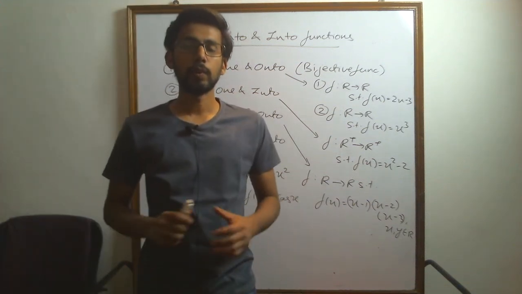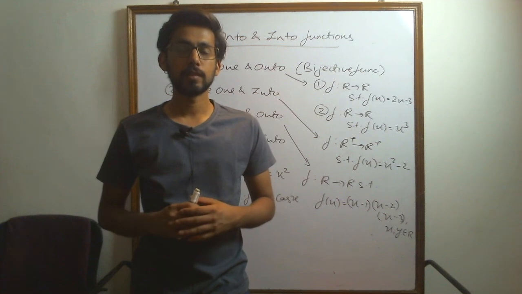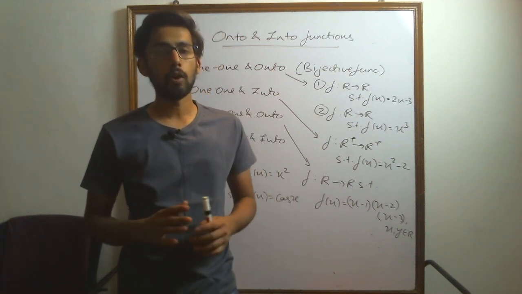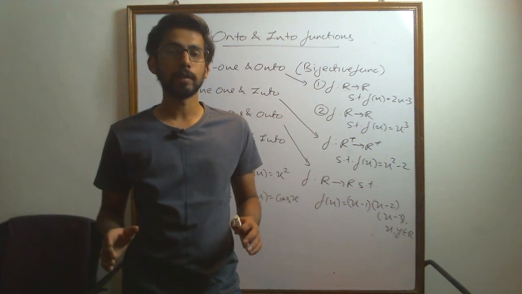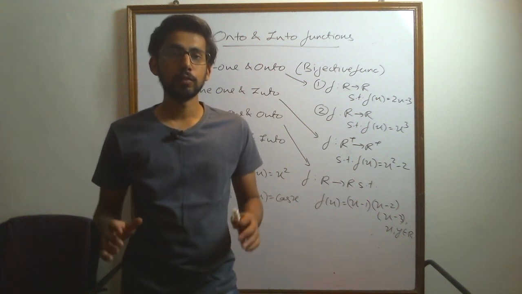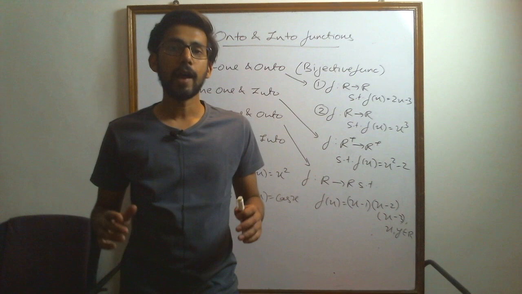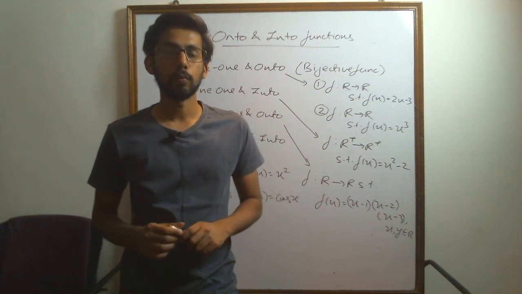Okay guys, so we looked at onto and into functions in this video. In conclusion, onto functions are those functions which have no free elements in the codomain, and the into functions are those functions which have free elements in the codomain.